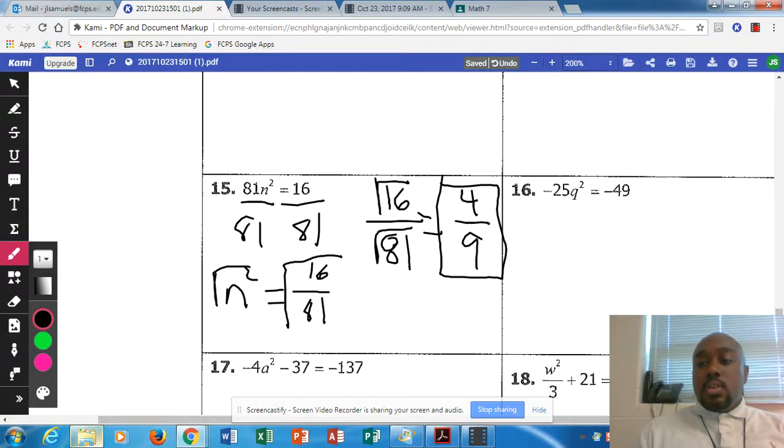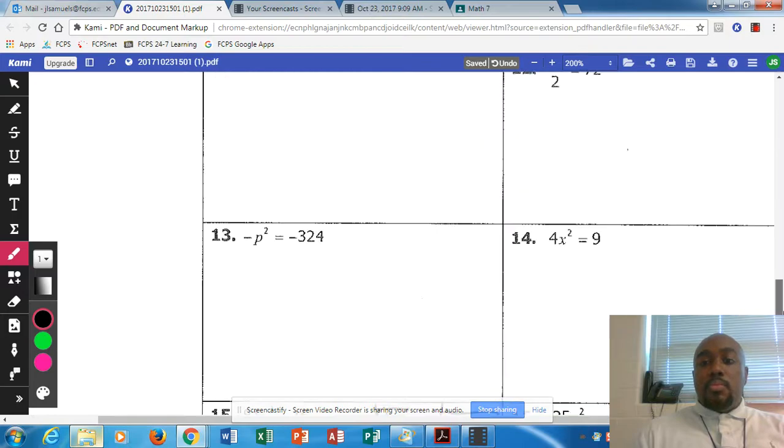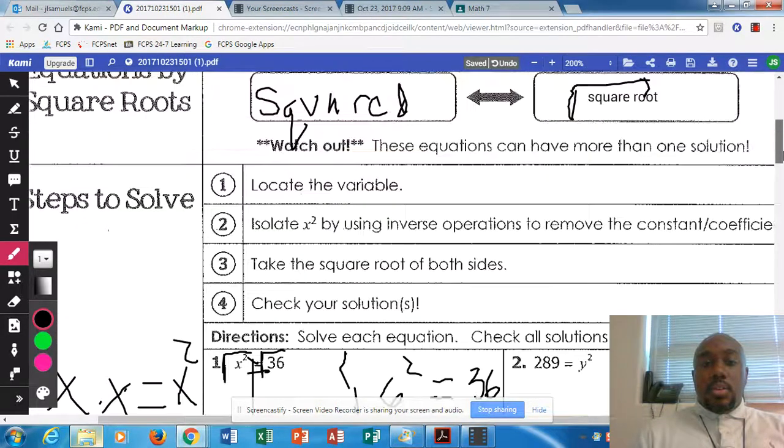So what you're going to do is all of the rest of these practice problems. Please have your notes complete when you walk into class.